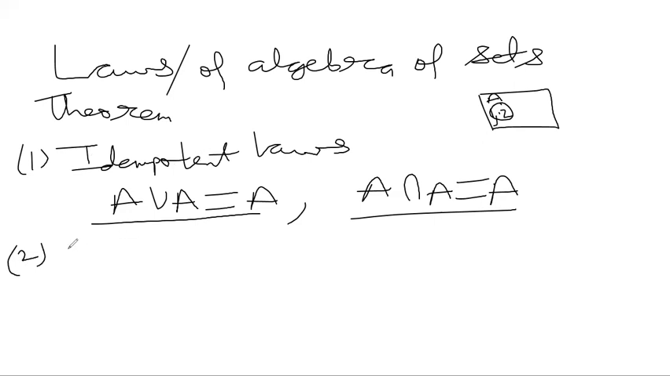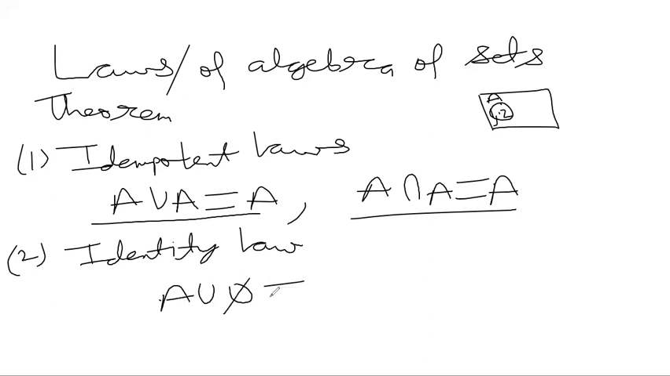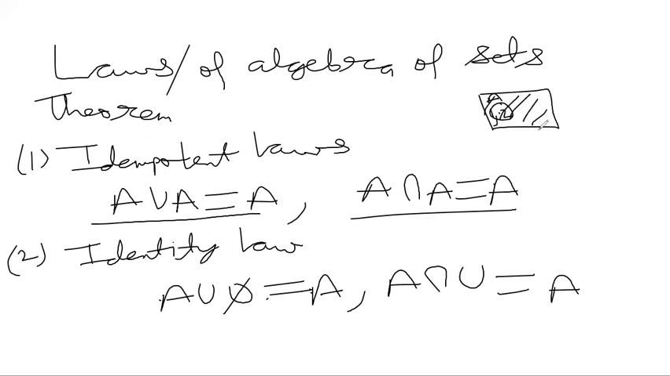Now we will take identity law. It means A union phi, which is a null set, will be equal to A only, because this is a null set. And A intersection universal set is equal to A only, because A is the only common part with the universal set. This is the whole universal set, and this is A. So the common is only this one, so you are taking it as A. So this is called identity law. This is called idempotent law. Now let us move further.